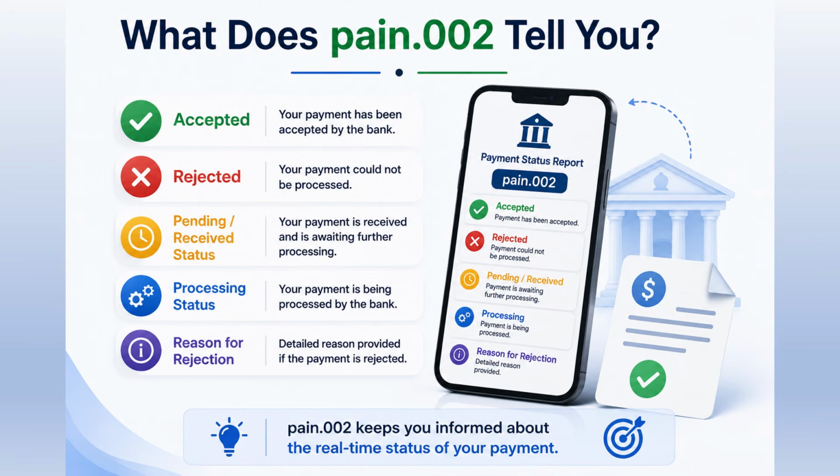So what information can a pain.002 status report provide? It can communicate different stages or outcomes of the payment instruction. For example, the instruction may be accepted. It may be accepted for processing or execution. It may remain pending, or it may eventually be rejected. And when a payment instruction is rejected, the message can also contain reason information that helps explain why. This is extremely useful for both customers and banking operations teams.